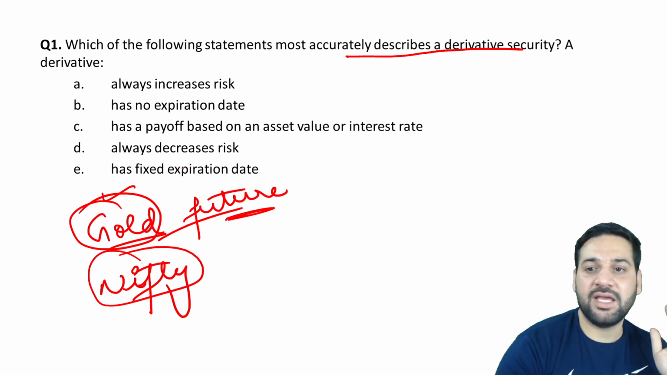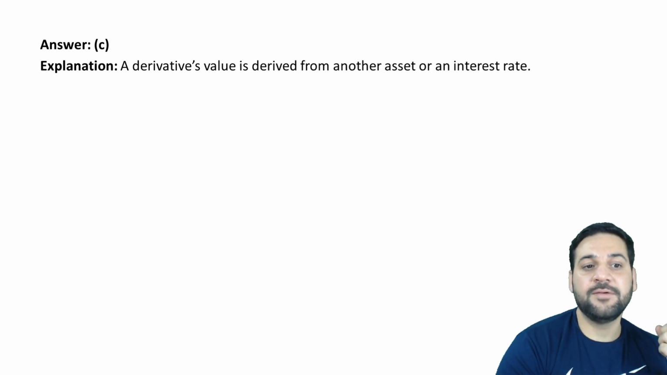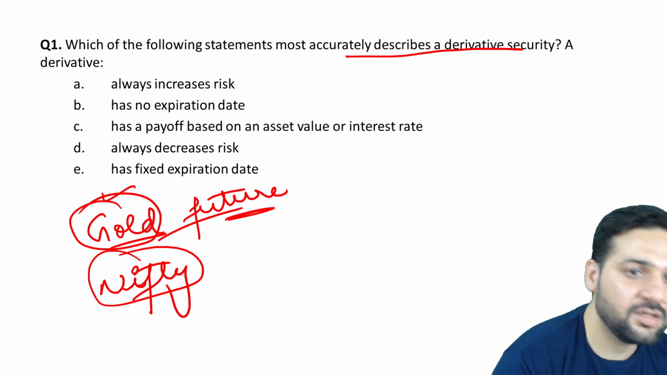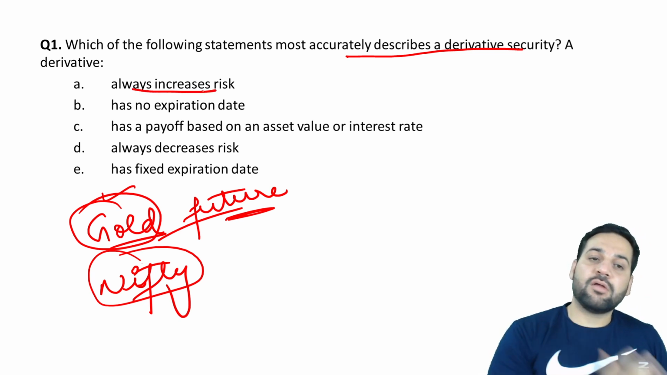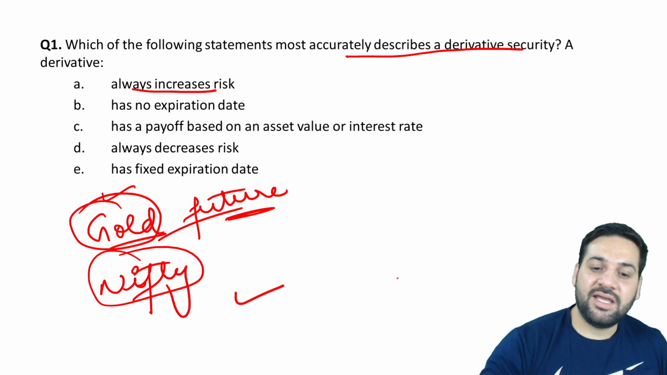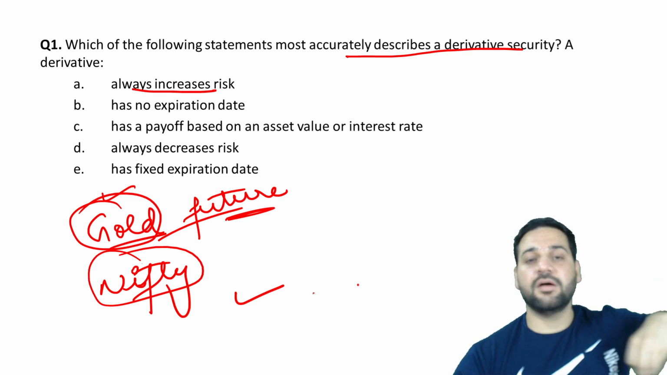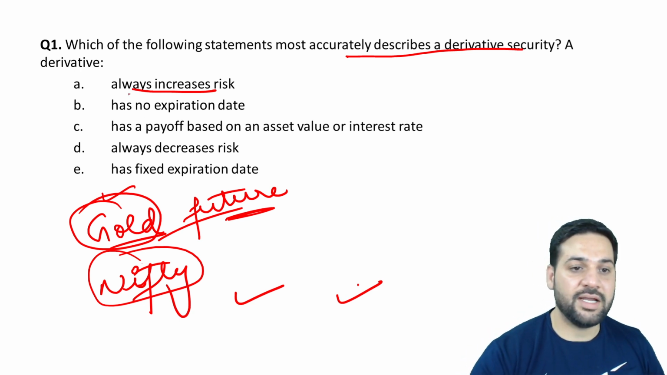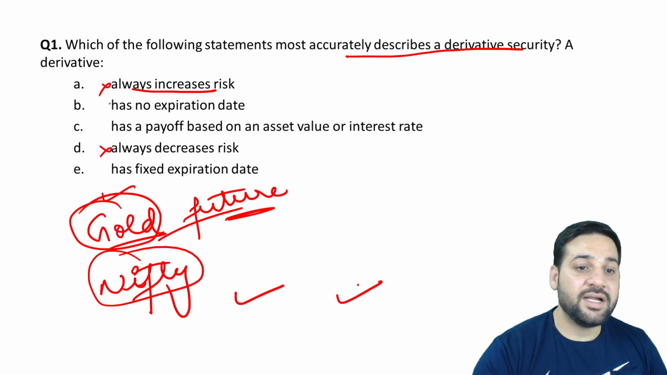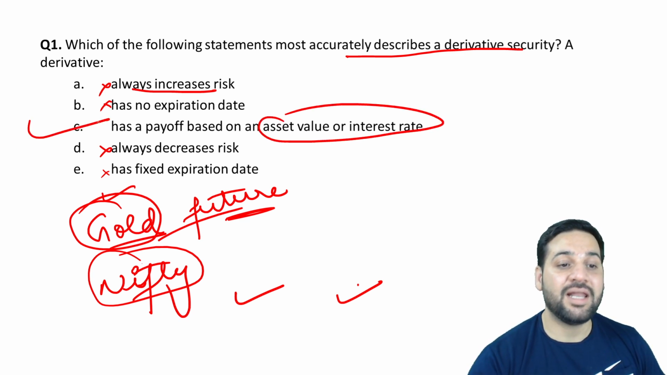Which of the following statements accurately describes the derivative security? Option: it always increases the risk. Does a derivative always increase the risk? There are two persons: one person gets a premium to take the risk, and the other person pays a premium because he doesn't want to take the risk. So this one is not always correct. It has no expiration, or it has a fixed expiration, not sure about it. It has a payoff based on an asset value, or an underlying asset.